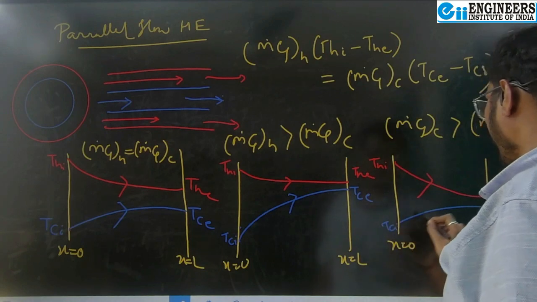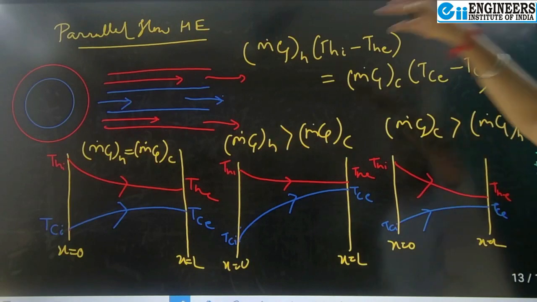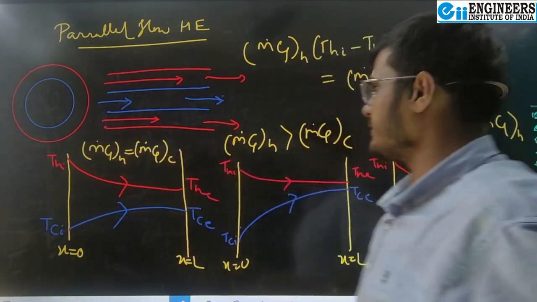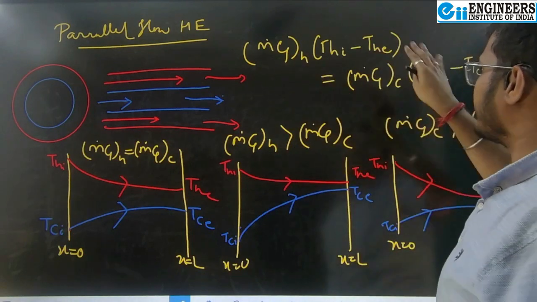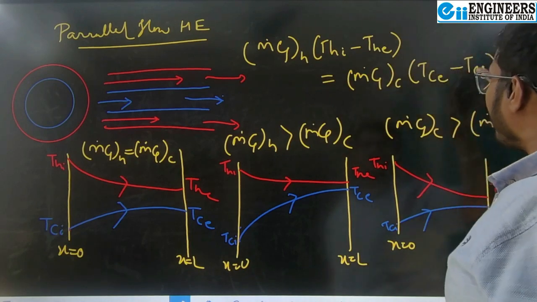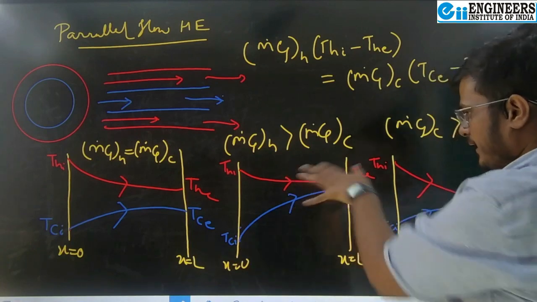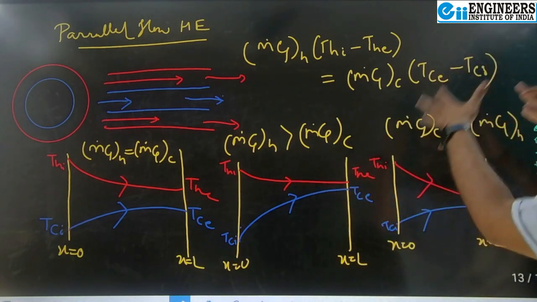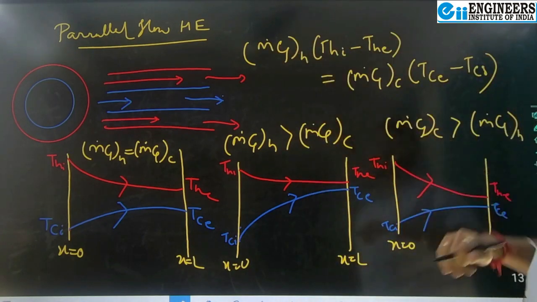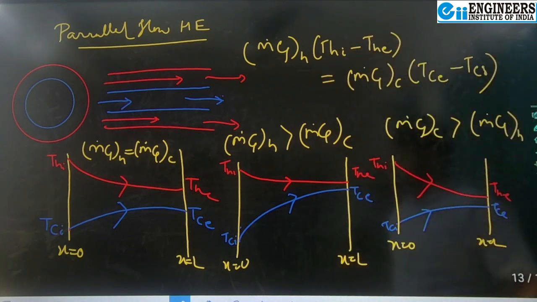Tce, Tci. Hope I am clear about this concept, that when your mCph is equal to mCpc, the temperature difference is the same. When mCp hot is greater, then this parameter, this Tce minus Tci, this ratio is getting lesser as compared to this temperature gradient, so it is coming in this way. And when mCpc is greater, and we divide this with this hot one, then we will see that this is coming to a quite lower value, this trend is coming.